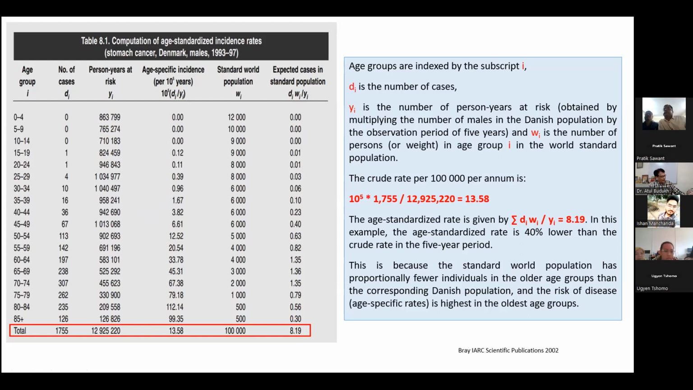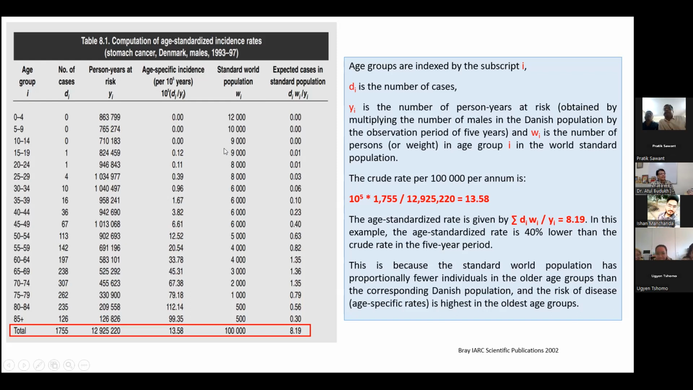Yeah. So 1.67 stands for the exact age specific incidence for 35 to 39 years old. Sir, yeah. So that is 16 by 958241. Okay, that is 167.7. Very good. So similarly, this rate has come.